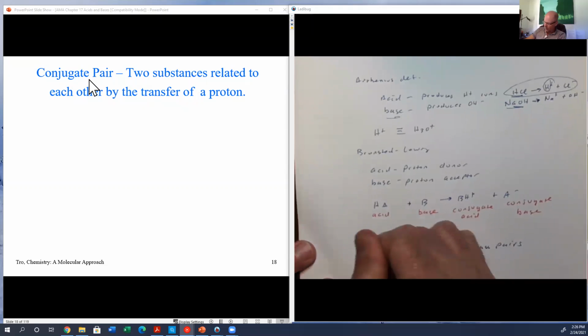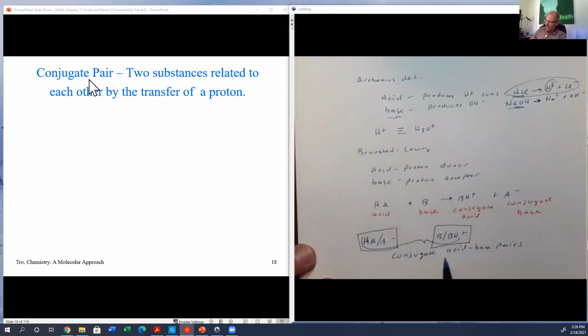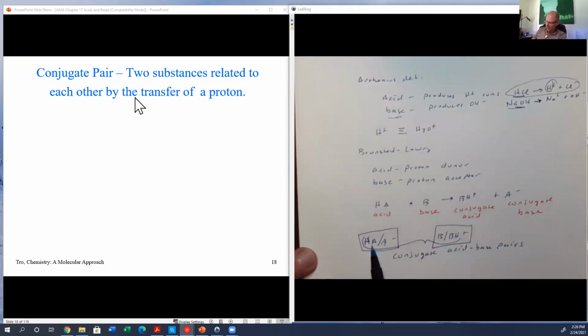This is one pair, and this is one pair. There are two things like this that are related to each other simply by the transfer of a proton. So notice that to go from here to here, you lose a proton. To go from here to here, you gain a proton. So this is a conjugate acid-base pair.